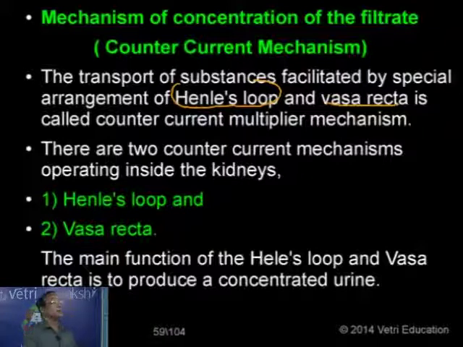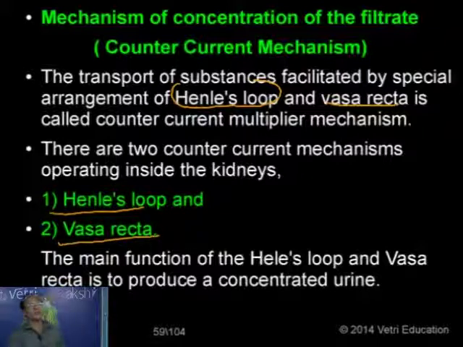So a counter current multiplier system is operating in the kidney for making the urine more and more concentrated. So in the kidney there are two different types of counter current mechanisms. They work in the opposite manner. One is formed by the Henle's loop, another one by the vasa recta.